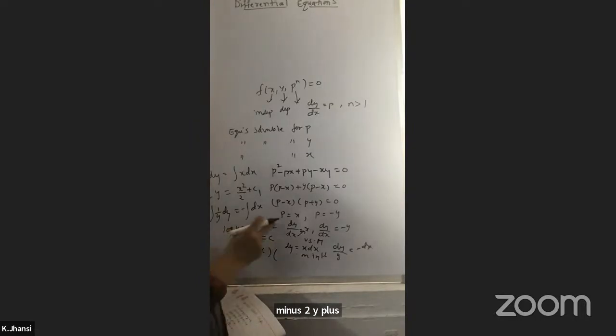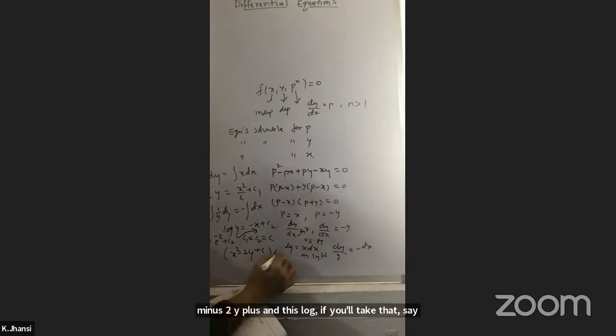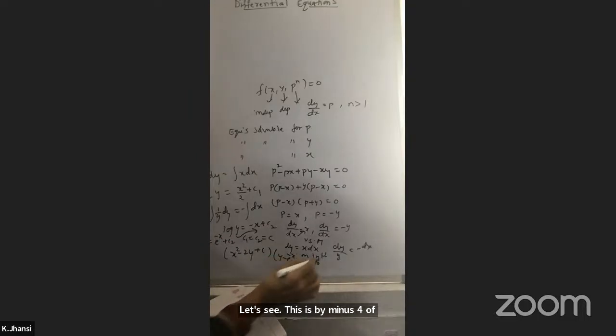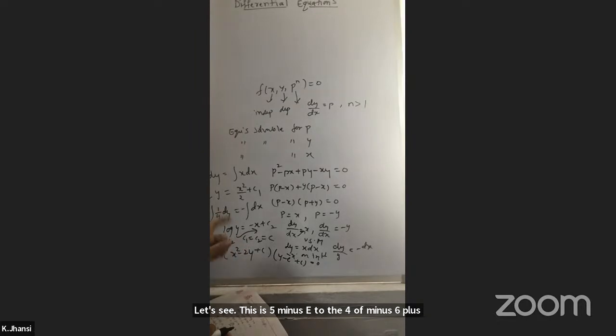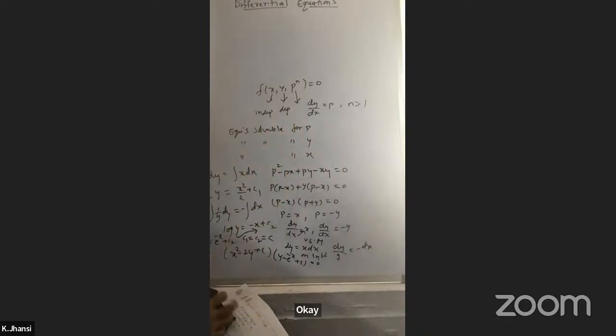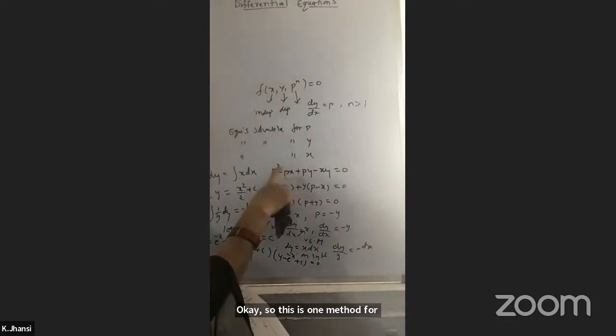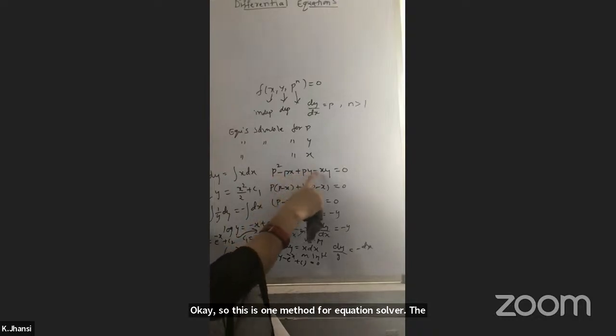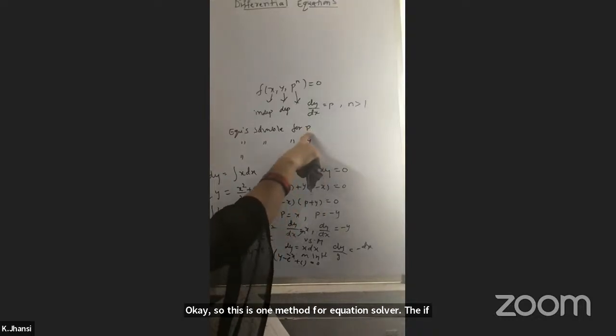And this log, if you take that side, what will happen? y is equal to e to the power of minus x plus c. So this is y minus e to the power of minus x plus c is equal to 0. Like this, you have to write the solutions for this one. Okay. So this is one method for equations solvable for p. That is, if we can do the factorization of the given differential equation, then we can apply this method.